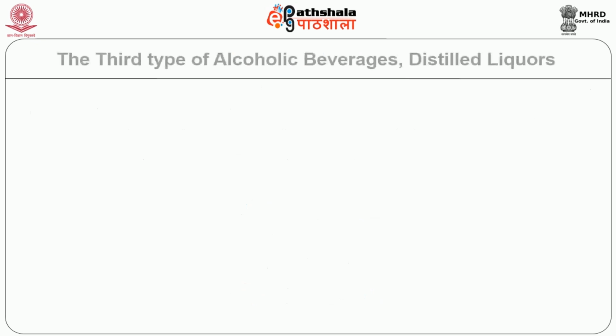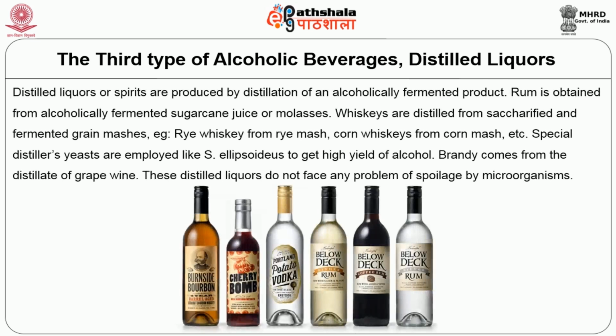Next, we shall discuss the third type of alcoholic beverages, that is distilled liquors. Distilled liquors or spirits are produced by distillation of an alcoholic fermented product. Rum is obtained from alcoholically fermented sugarcane juice or molasses. Whiskies are distilled from saccharified and fermented grain mashes. Example, rye whiskey from rye mash, corn whiskies from corn mash, etc. Special distillers' yeasts are employed, like Saccharomyces ellipsoideus, to get a high yield of alcohol. Brandy comes from the distillate of grape wine. These distilled liquors do not face any problem of spoilage by microorganisms.